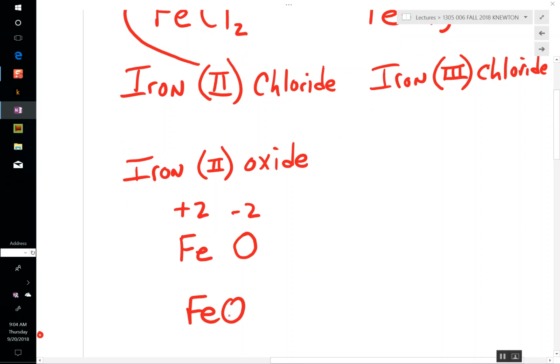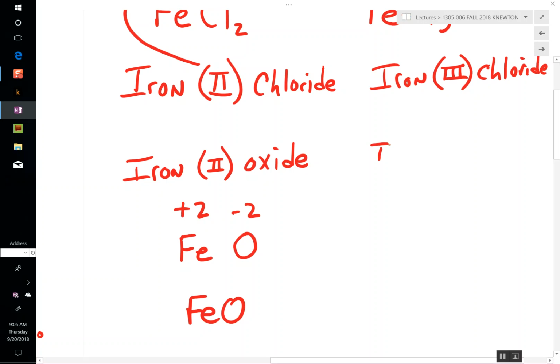There's no 2 in the formula. You follow me? The 2 isn't telling you anything about the numbers in the formula. It's telling you the charge on the iron, because iron can have 2 different charges. Is it only iron? Well, whenever you see a Roman numeral, then you're dealing with an element that can have 2 different charges, and it's telling you what charge it has.